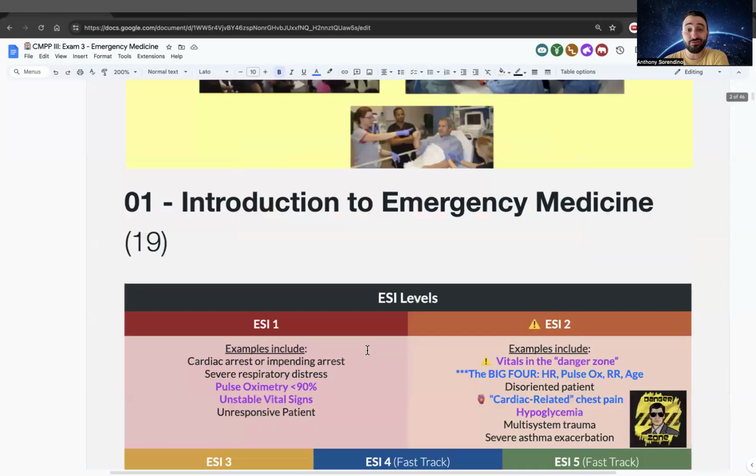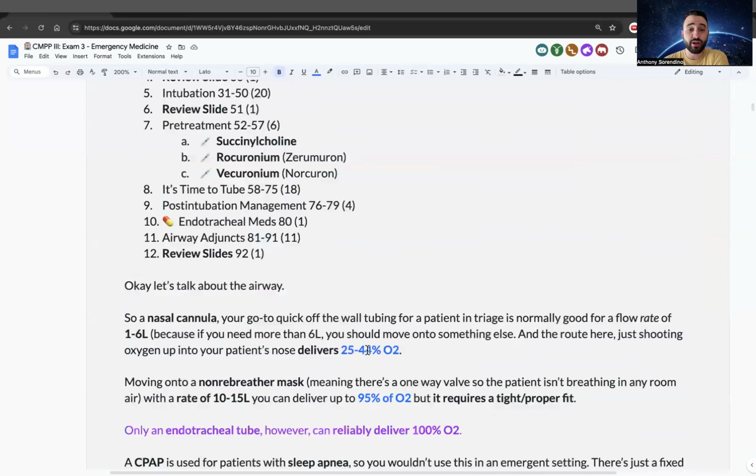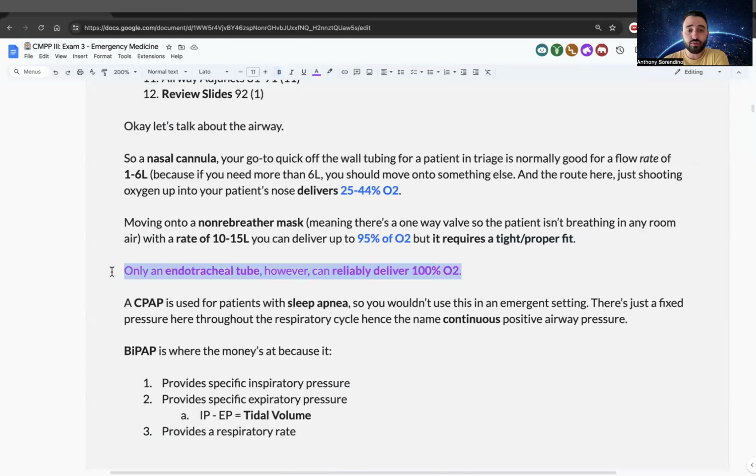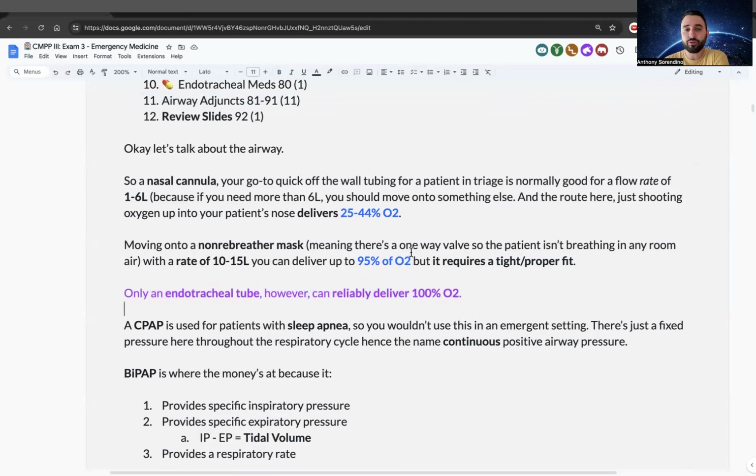So that's really it for that first PowerPoint. We're going to go right on to Airway. Obviously, knowing that only an ET tube can reliably deliver 100% O2 is important. I don't know if they'll go into this detail, but really your first step in oxygen is going to be a nasal cannula. So that's going to cap out at about 6 liters in terms of your flow rate. Because really, when you get higher than that, you're going to want to use something else like a non-rebreather.